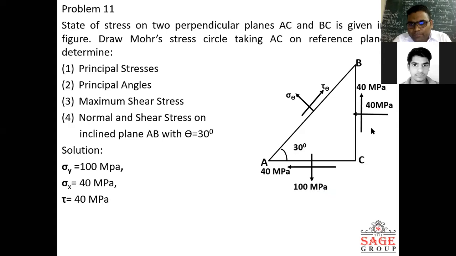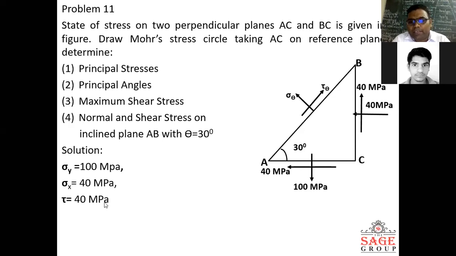Then the shear stress, the direction is something else. Previously we had taken this one downward and this one toward the right side, but now in the BC plane it is anti-clockwise, and in the AC plane it is a clockwise direction. So this is the problem statement. Now how to solve this problem, data is given.